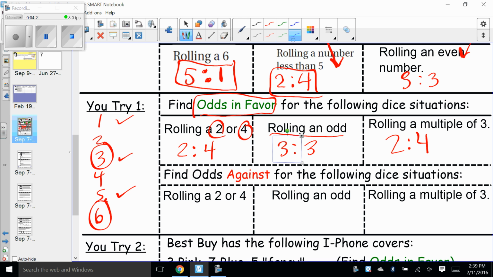Let's do odds against. What are the odds against getting a 2 or a 4? Cross off 2, cross off 4. That means 4 of the things are not 2 or 4, and 2 of the things are. This would be odds against. It's basically taking that and flipping it.